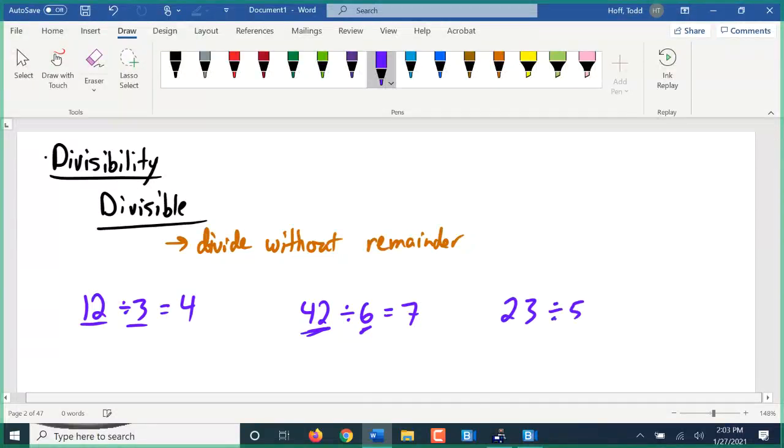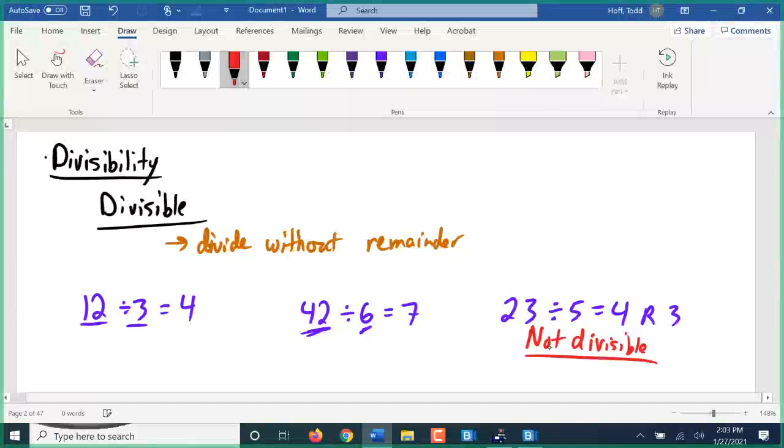23 divided by 5, however, would be 4 with 3 left over, remainder of 3. Very good. 23 is not divisible by 5 because it gives a remainder when we try to divide it. Now, there are ways to get around the remainder, like a fraction.